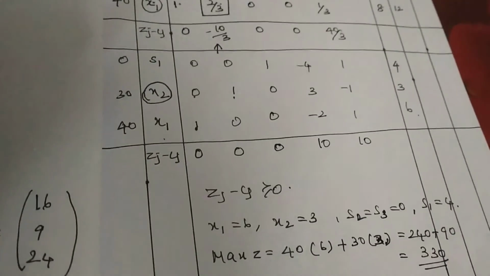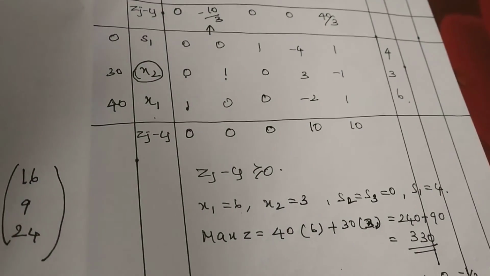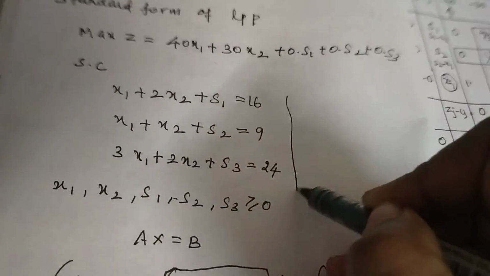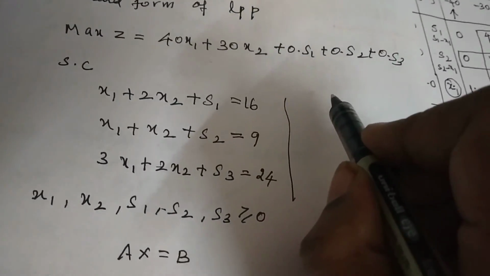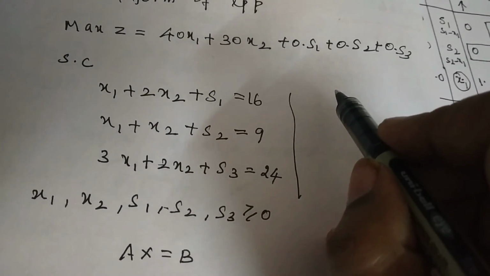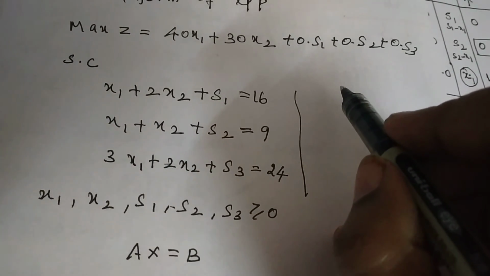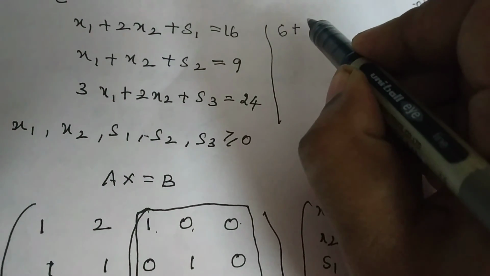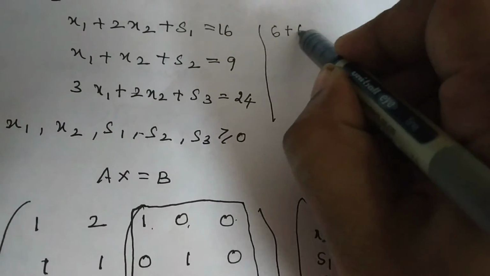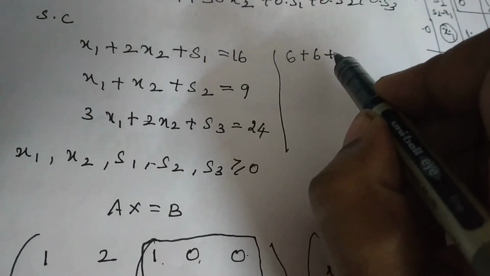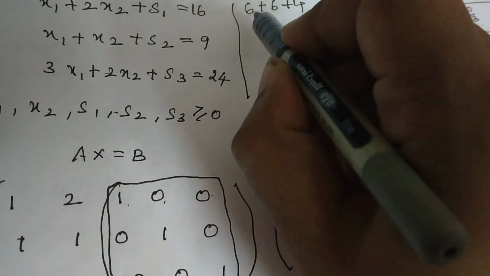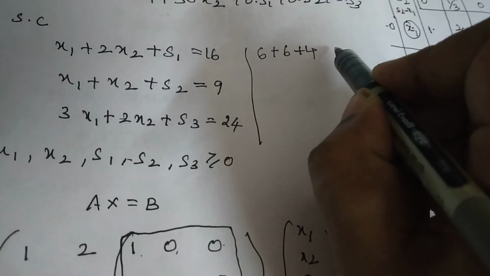You can check it like this. Here you can check the equation. What is the value of x1? x1 is equal to 6 and x2 is equal to 3. So x1 is 6, x2 is 3, 3 is equal to 6 plus s1. What is the value of s1? s1 is equal to 4. So that is 12 plus 4 is equal to 16.